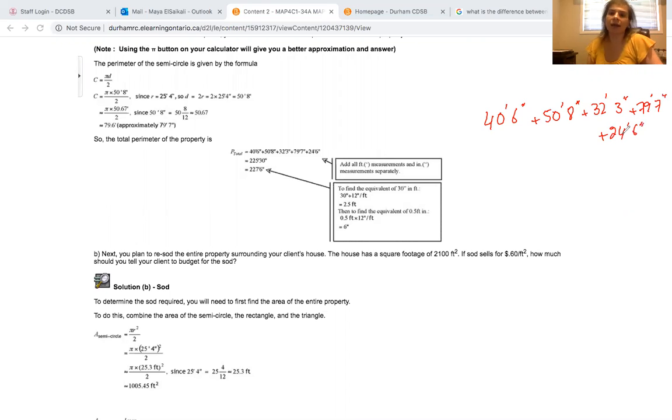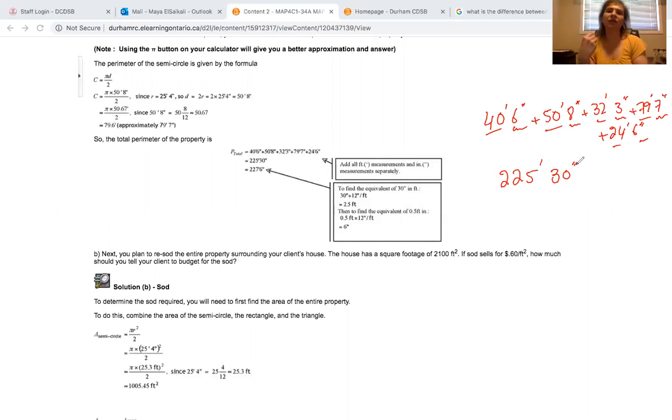Now, when you're adding, you're gonna add all your feet together. So you're gonna add the 40, the 50, the 32, the 79, and the 24, and that's gonna give you 225. And then you're gonna add the 6, the 8, the 3, the 7, and the 6, and that's gonna give you 30 inches. All right, so what I have here is 225 feet and 30 inches.